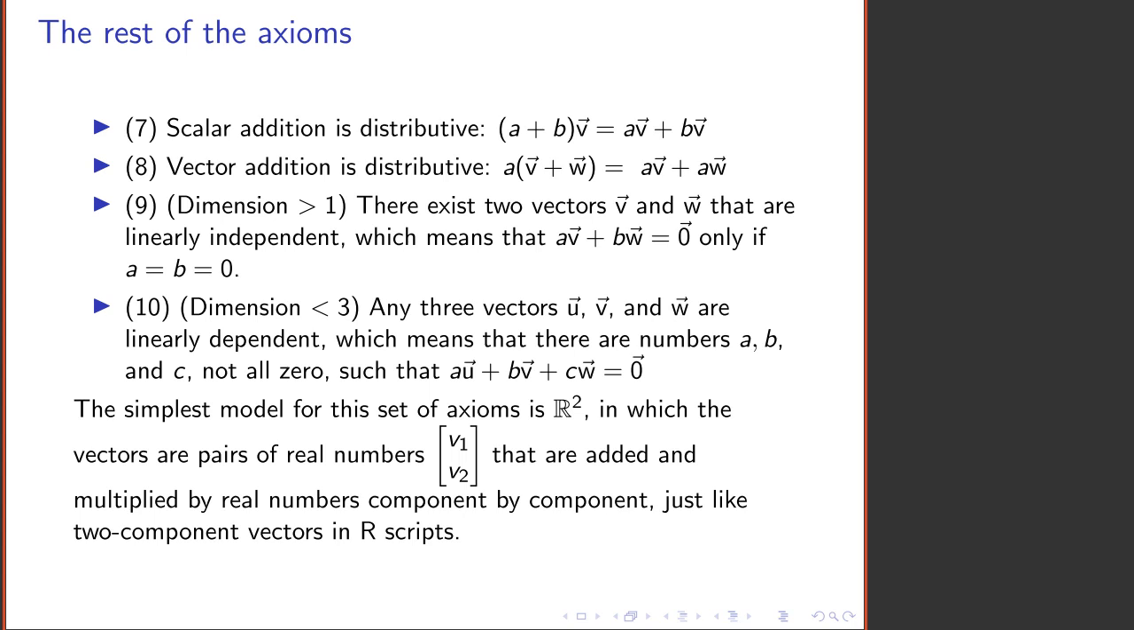And the simplest model for this set of axioms is R2. The vectors are just pairs of real numbers. We add them component by component, and if we multiply a vector by a scalar a, that just means we multiply the two components by a.